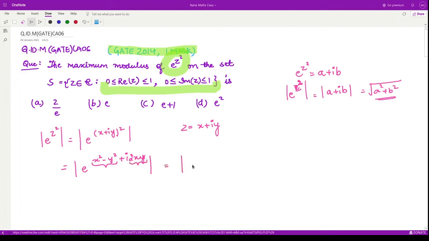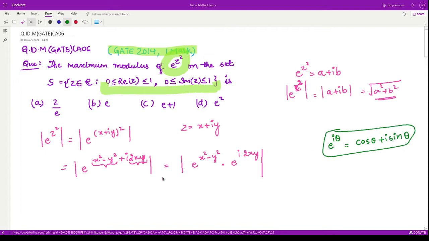So we can write this as e to the power x square minus y square multiplied by e to the power iota times 2xy. Now we have this formula e to the power iota theta, which we can write as cos theta plus iota sine theta. So here we would use this result. It would be e to the power x square minus y square as such, and in place of the other term we can write cos 2xy plus iota times sine 2xy.